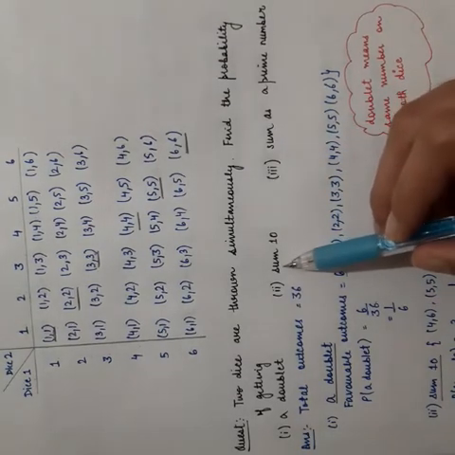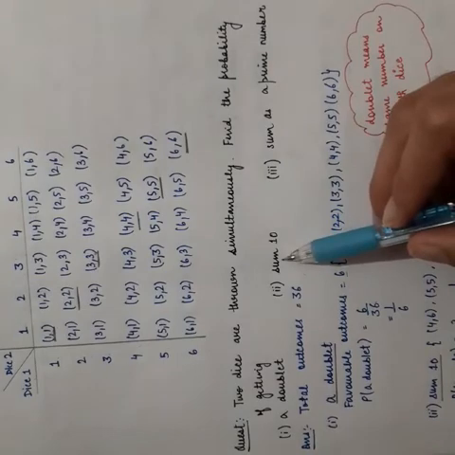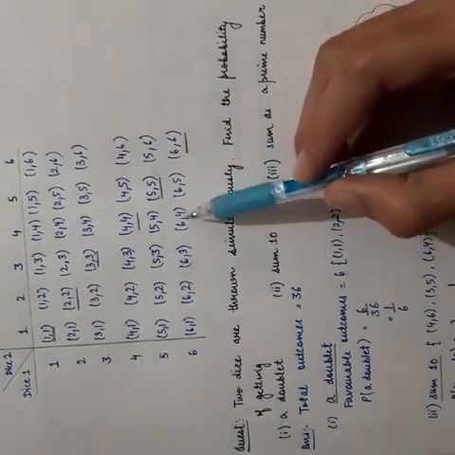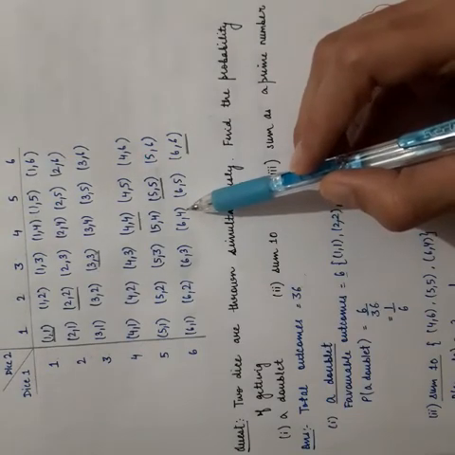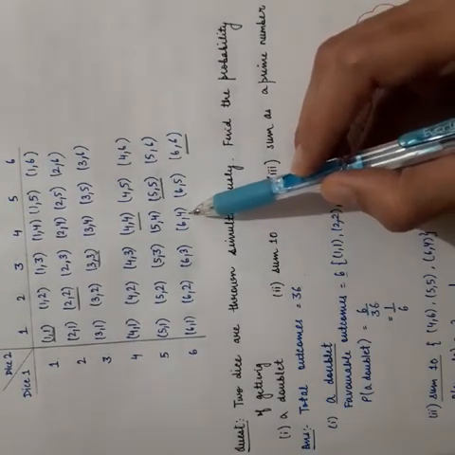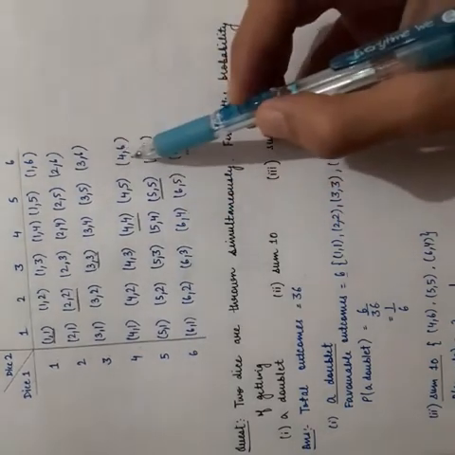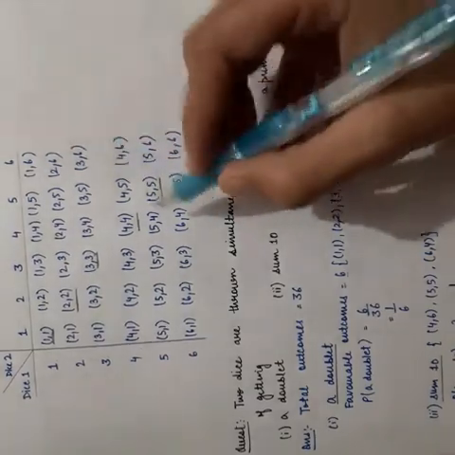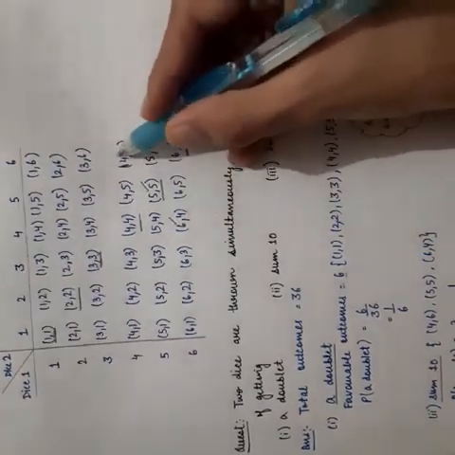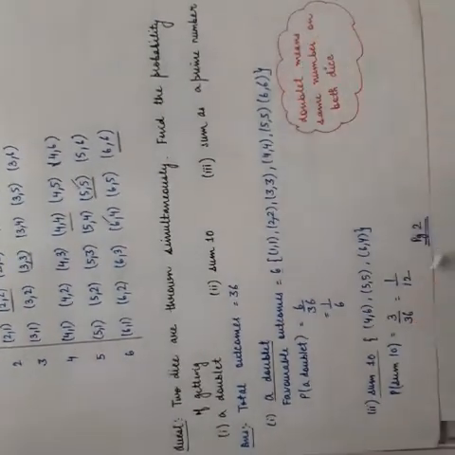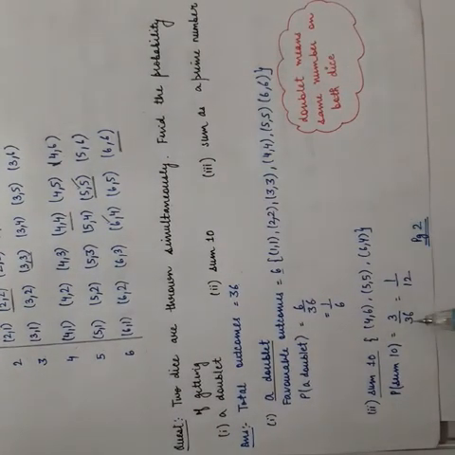Now the second part is, you need sum 10. That means these two outcomes should add and give you a sum of 10. Now see here, 6 plus 4 gives you 10. 5 plus 5 also gives you 10. 4 plus 6 also gives you 10. So I have three possible outcomes which give 10 on being added. So we'll write the favorable outcomes upon total number of outcomes. This gives you the probability of having sum 10.